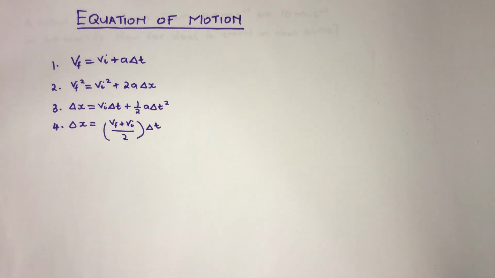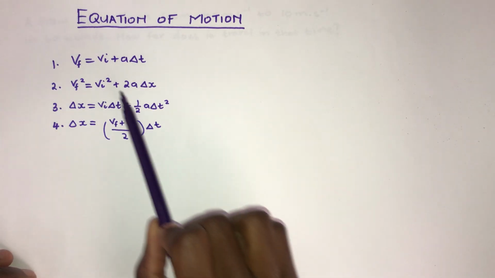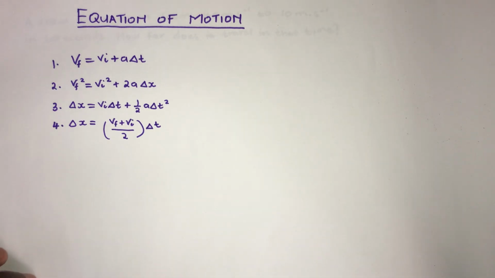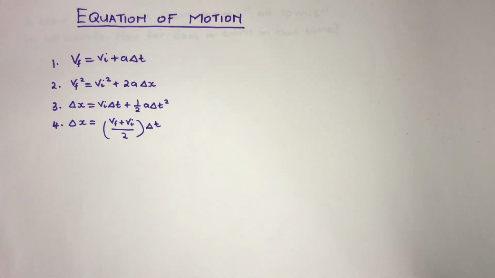So, under the equations of motion, we have four equations. The first one says Vf, for final velocity, is equal to V initial, the initial velocity, plus the acceleration multiplied by time. The second one is the final velocity squared is equal to the initial velocity squared plus 2a, the change in x. The x is for distance, or sometimes displacement.